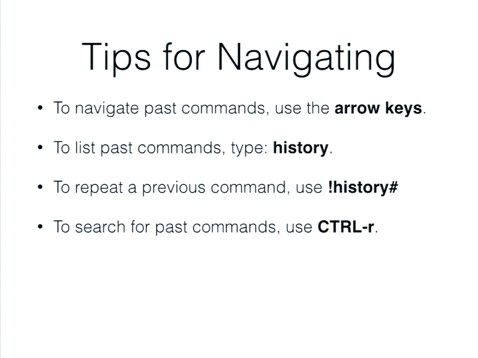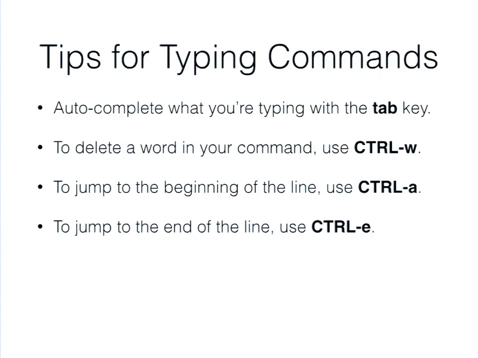Then within the actual command that you're typing out, again, sort of navigation tips: when you're typing, start hitting tab. What tab will do is either complete the command or complete the file name. If it knows more things and can make guesses, pressing tab will start hinting at what might be available to you. If you want to delete a word, Control W. Jump to the beginning of the line, Control A. Jump to the end of the line, Control E. These are really handy if you have a super long line that you need to make some adjustments to.